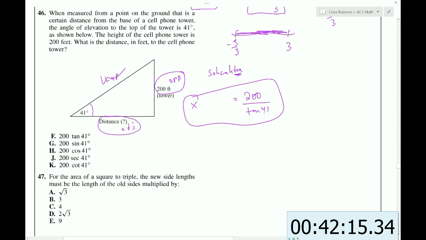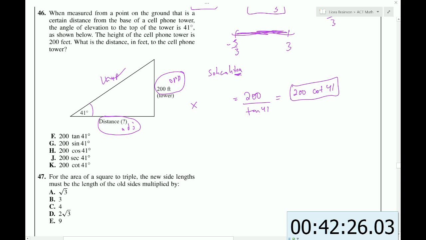However, we realize that tangent of 41 on the bottom is really the same thing as a cotangent on the top, because cotangent is really equal to 1 over tangent, right? So it's the flip of tangent. Choice K.